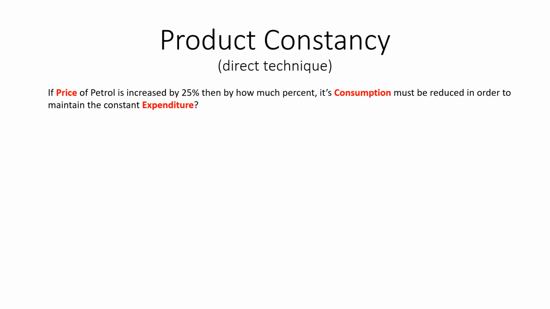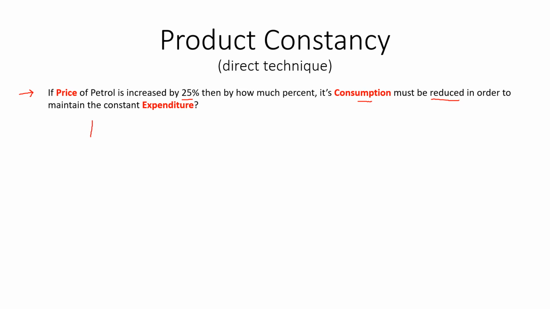Now let us look at the very important topic of percentage, which is product constancy. In this concept, the question is, if price of petrol is increased by 25%, then by how much percent consumption must be reduced in order to maintain the constant expenditure?